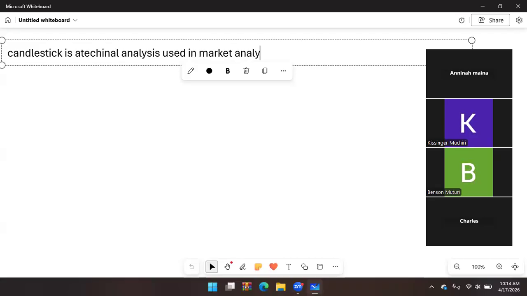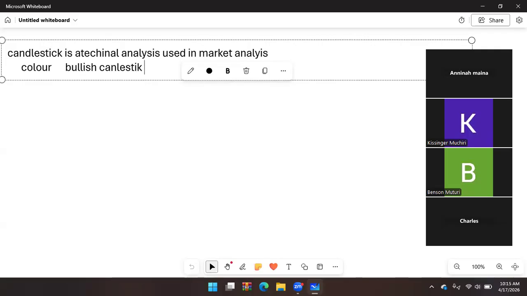And now, we normally name candlesticks using various criteria. Number one, we look at the color of a candlestick. We name a candlestick according to its color, where we have a bullish candlestick, and number two, we have a bearish candlestick.